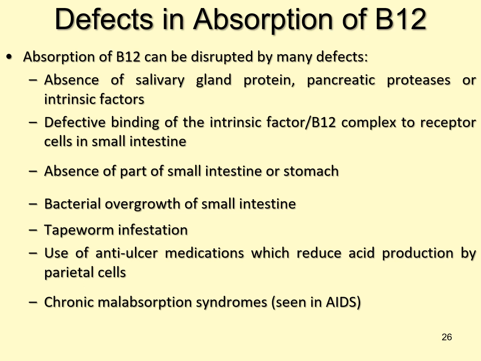Absorption of vitamin B12 can be disrupted by many factors. Among them are the absence of salivary gland proteins, pancreatic protease or intrinsic factor, defective binding of the intrinsic factor-B12 complex to the receptor cells in the small intestine, absence of part of the small intestine or stomach, bacterial overgrowth of the small intestine, tapeworm infestation, use of anti-ulcer medication which reduces acid production by the parietal cells, and chronic malabsorption syndrome, especially as seen in HIV patients. These can lead to a defect in absorption of vitamin B12, or cobalamin.